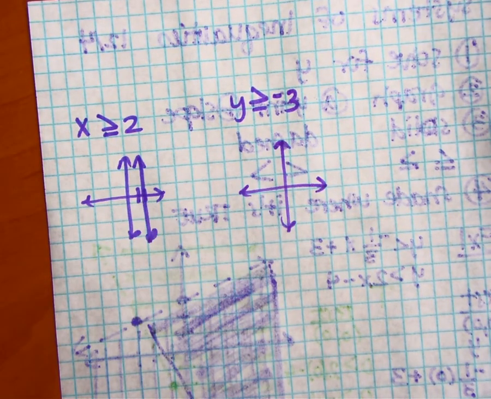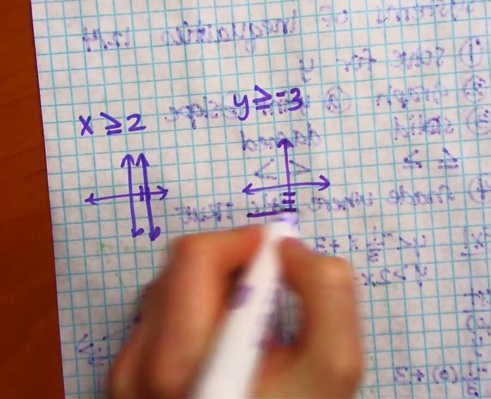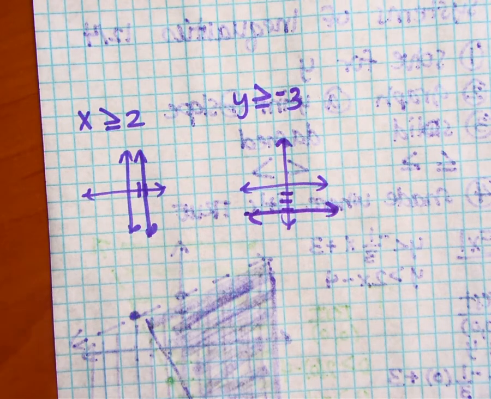this will be a horizontal line at negative 3. And this one, again, is also a solid line because of the symbol. They could be dashed, but in these cases, they're solid. So think about which side you would shade, the top or the bottom.